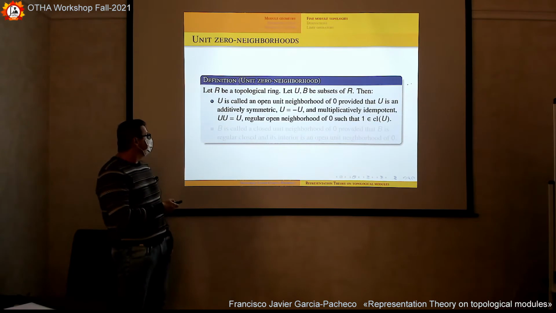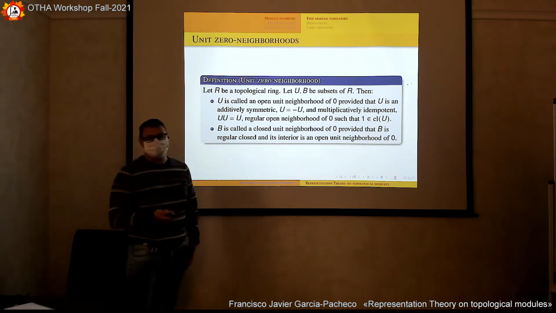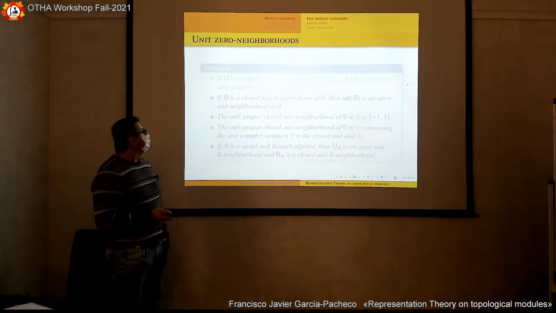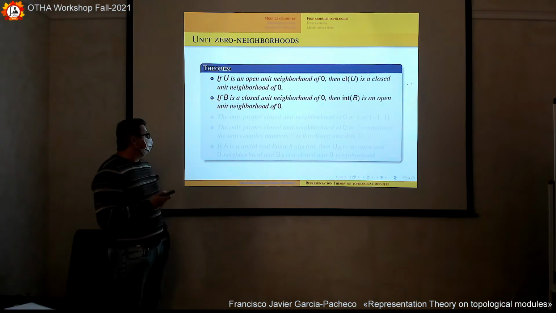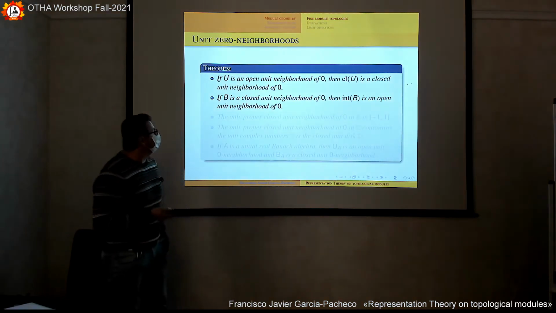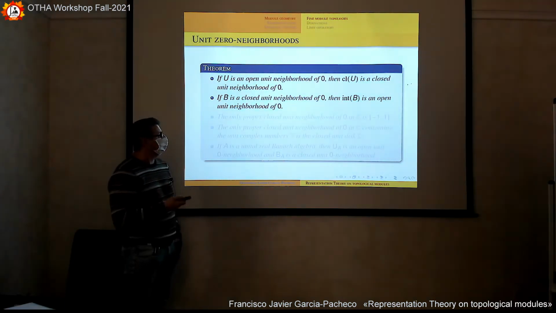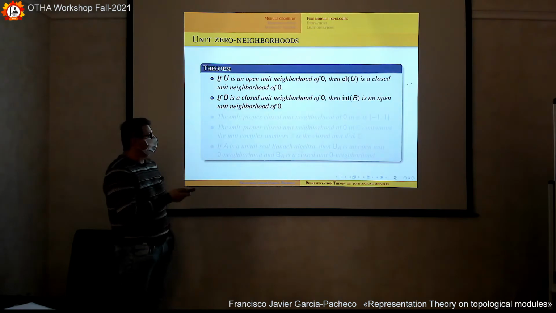And B is called a closed unit neighborhood of zero, provided that B is regular closed and its interior is an open unit neighborhood of zero. Then we had to classify this type of neighborhoods of zero. Well, first these two trivial observations. If U is an open unit neighborhood of zero, then the closure of U is a closed unit neighborhood of zero, and conversely, if B is a closed unit neighborhood of zero, then the interior of B is an open unit neighborhood of zero. But this is just by definition.